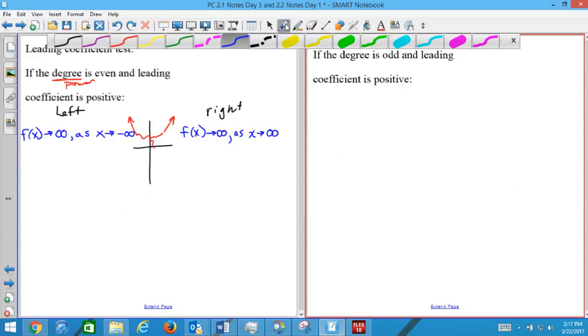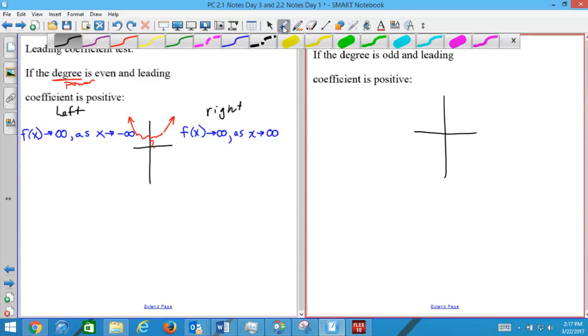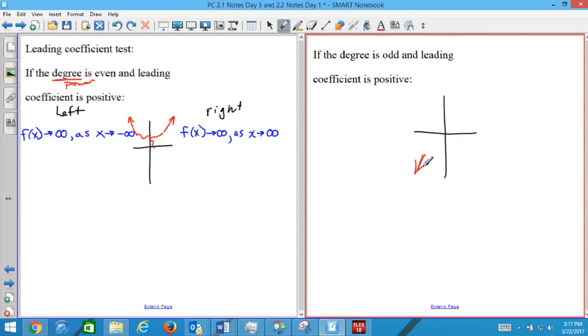For the next one, I'm just going to sketch the graph. The degree is odd and the leading coefficient is positive. We just danced a bunch, so you should know what it looks like. Degree is odd, leading coefficient positive. Something like that. Who knows what's in between? But I know it looks like that.